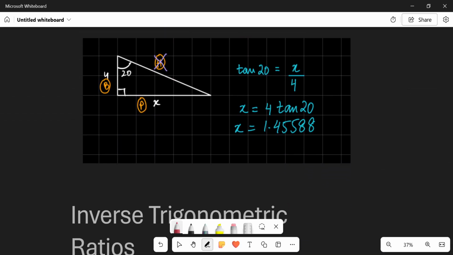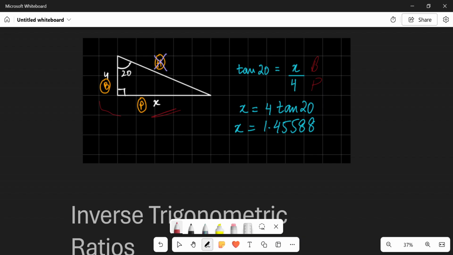In this example, what we need to see is that x is the base, and adjacent to the base is the perpendicular. So we use the tangent here. Tangent: x is the base and 4 is the perpendicular, base over perpendicular. We substitute the values and then cross multiply and you will find the answer. This x value is 1.45588.